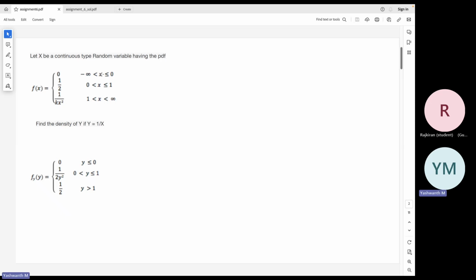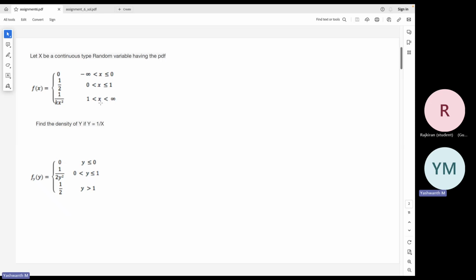This is exactly 1 over x. So the solution is very straightforward here. If you observe, this transformation doesn't change negative to positive or positive to negative. If x is positive, y is positive, if x is negative, y is negative. So on the negative side, from minus infinity to 0, it is 0. The same holds here: when y is less than 0, it is 0.